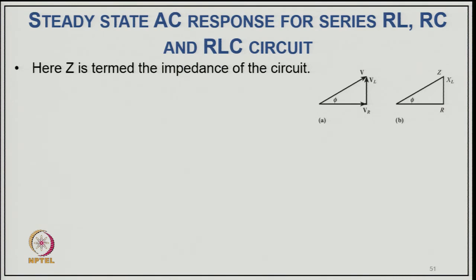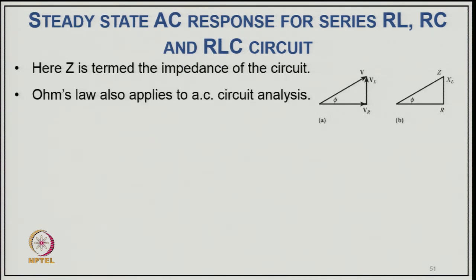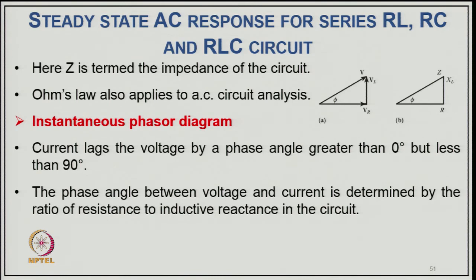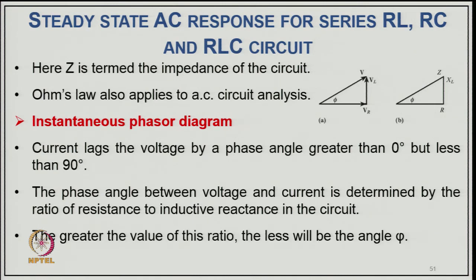So, we can say here Z is the impedance of the circuit, and Ohm's law is also applicable to AC circuit analysis. In the instantaneous phasor diagram, the current lags the voltage by a phase angle greater than 0 but less than 90 degrees, because it has a resistive and inductive circuit. So, the phase angle between the voltage and current is determined by the ratio of resistance to the inductive reactance in the circuit, as shown typically in the phasor diagram.